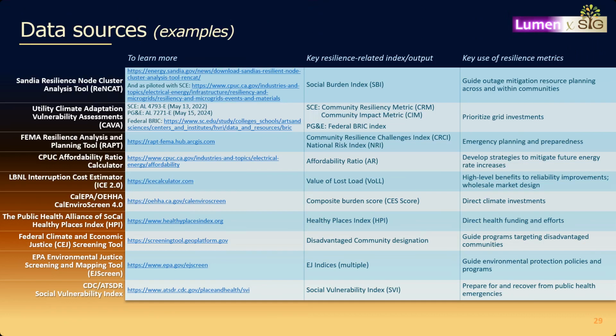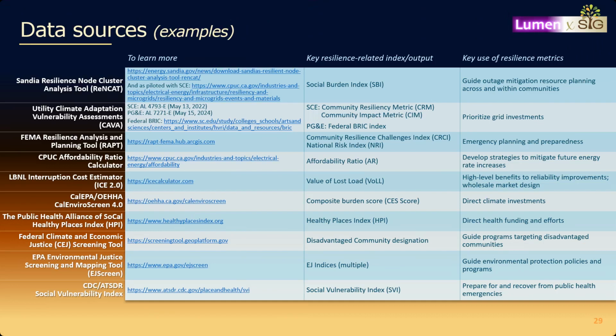And then we've got EJScreen, geared towards environmental protection policies and programs, and the CDC's Social Vulnerability Index, used to prepare for and recover from public health emergencies. So you can see there's really a range of use cases here. They're not all directly applicable to grid planning.